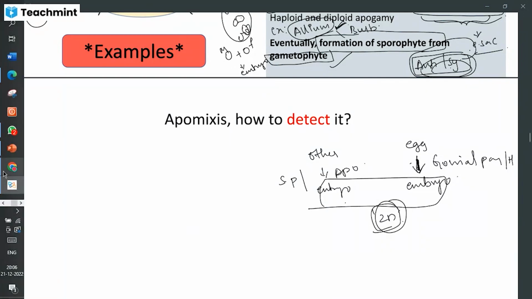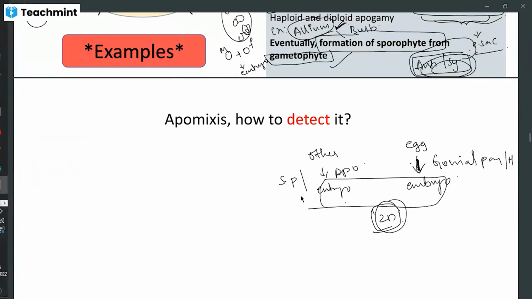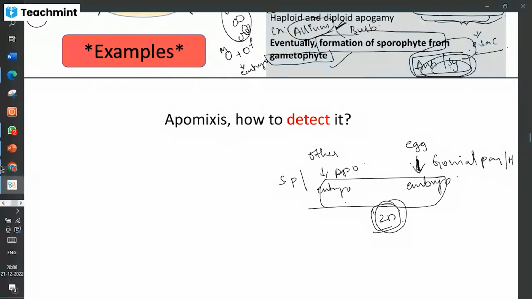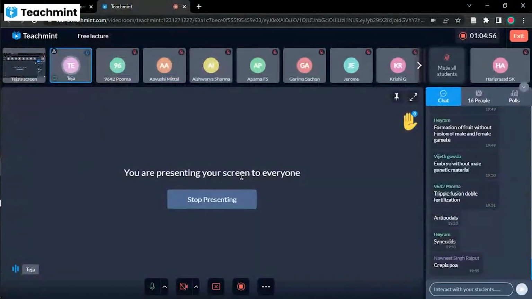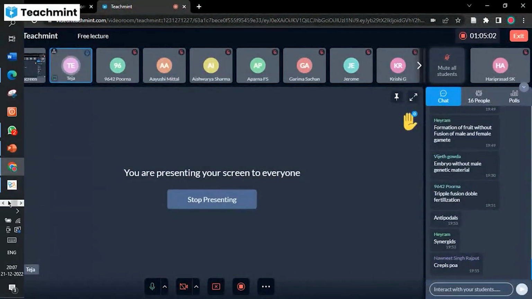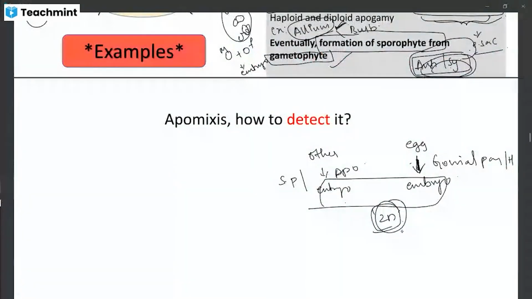See, even others can answer. Is it possible in both the conditions the embryo formed is a diploid one? So, is it possible? Yes or no? Okay, see, it can be possible. It all depends upon the ploidy level of your egg and ploidy level of your antipodals or synergids.